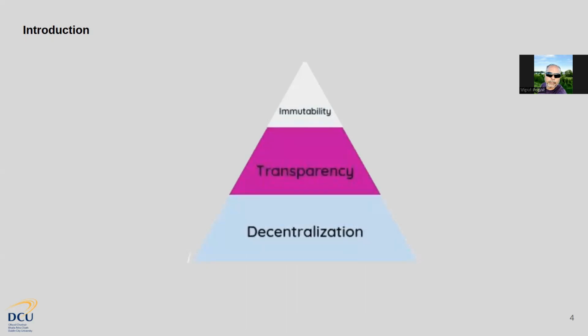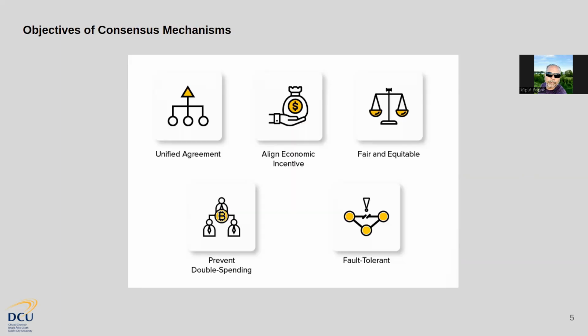Out of such concerns, a large volume of research has been conducted with the aim of improving the performance of open access blockchain consensus protocols in specific aspects. I would take you through a few objectives of the consensus mechanisms, which are unified agreement, alignment to economic incentive, fair and equitable distribution, prevention of double spending, and last but not the least, fault tolerance.